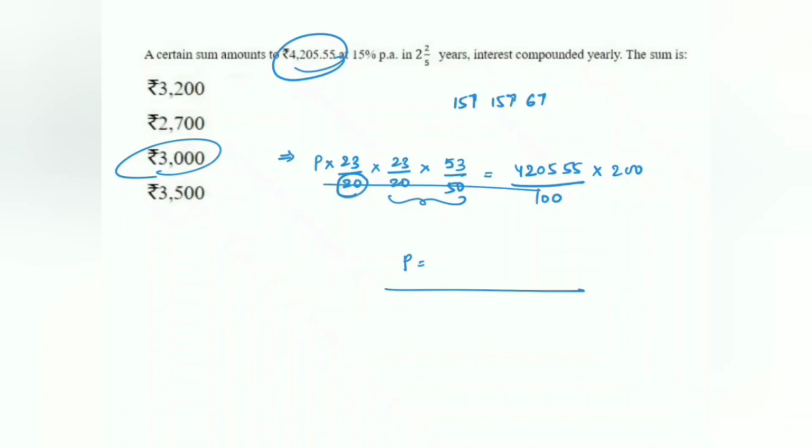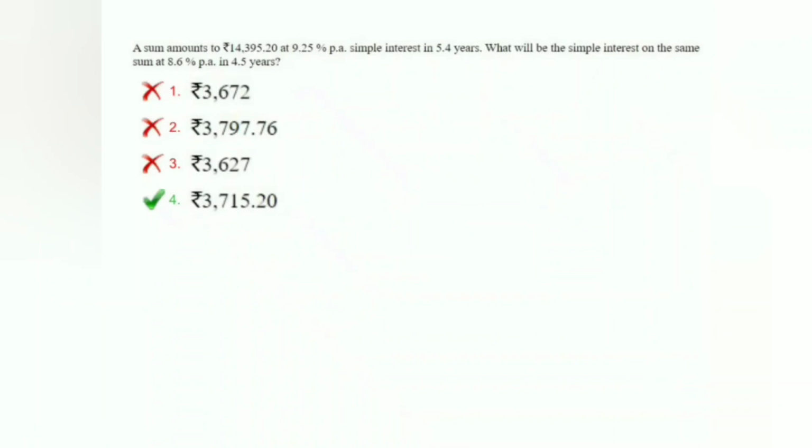Now look at the last one. A sum amounts to 14,395.20 at 9.25% per annum simple interest in 5.4 years. What will be the simple interest on the sum at 8.6% per annum in 4.5 years?